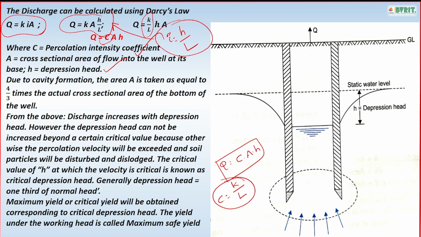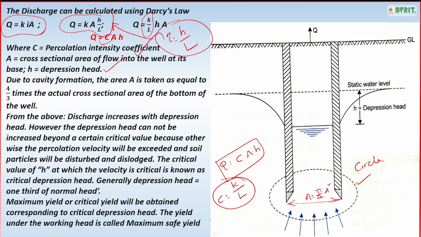Because the well is only in the pervious formation, this shape is not an ellipse, it is a circle. What does this circle represent? Because of the pumping, and because the entire soil is loose, a cavity is formed at the base. Because of the cavity formation, we take A is equal to pi by 4 into D square. That is what we will do.